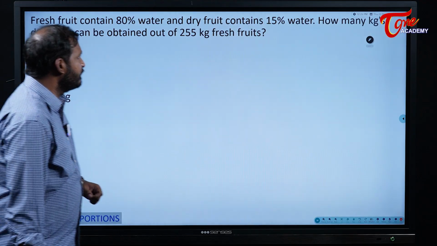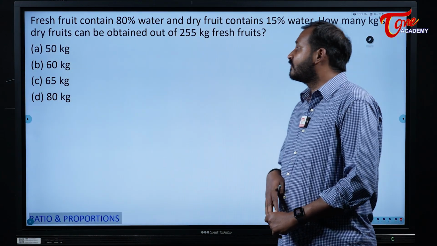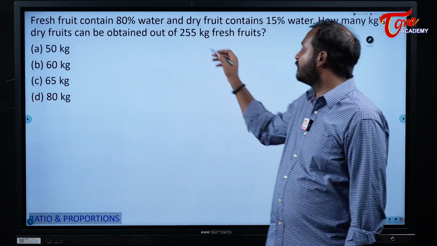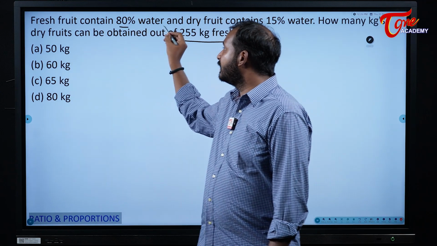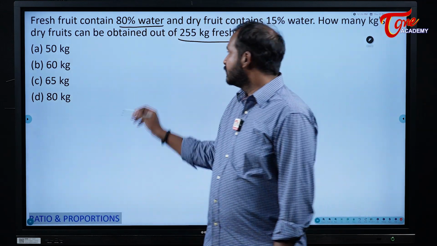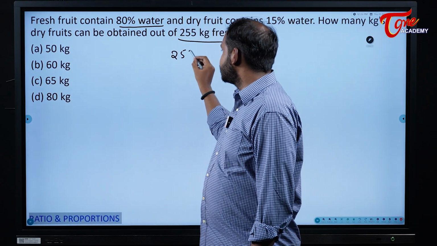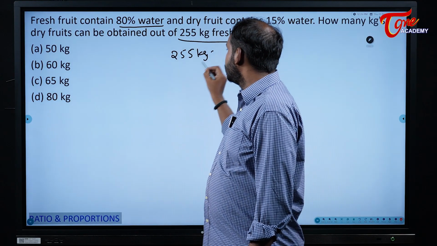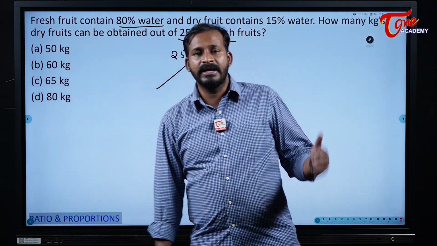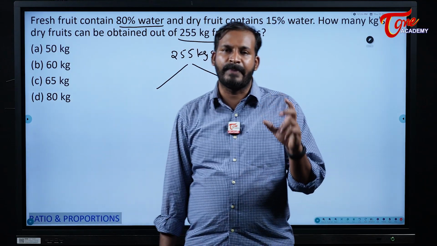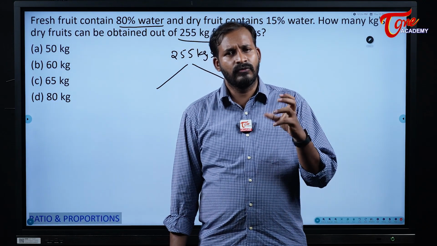Fresh fruit contains 80% of water and dry fruit contains 15% of water. How many kgs of dry fruit can be obtained out of 255 kg of fresh fruit? Okay. Now please see here, students. Fresh fruit contains what? 80% of water. So that means in 255 kgs of fresh fruit, what about that remaining 20%? That 20% we can call pulp, or fruit quantity.